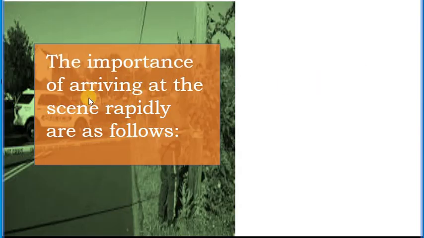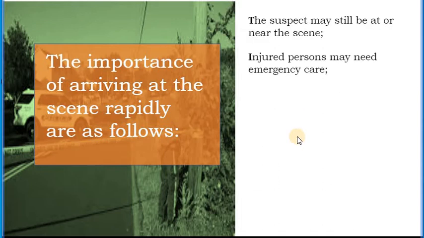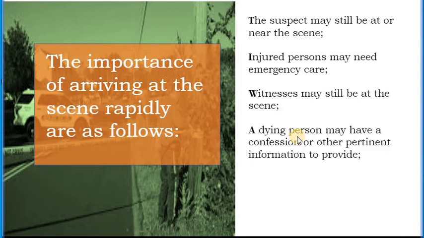So, the importance of arriving at the crime scene rapidly are as follows. Sabi niya, the suspect may still be at or near the scene. Pwedeng nandun pa sa crime scene or baka malapit lang siya dun sa vicinity ng crime scene. Injured persons may need emergency care. Katulad nga ng example ko kanina. Witnesses may still be at the scene. Yung mga witness, pwedeng alam nila, nandun pa sila. Or, a dying person may have a confession or other pertinent information to provide.